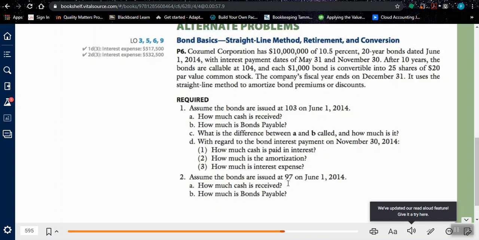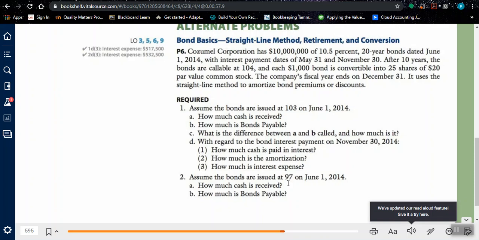Now, I did not mean to say dollars at 104. That's actually a percentage. That's 104%. Bond prices don't show the percent sign, they just show it as a percentage of par. So it'll say 98, that's 98%. If it says 104, that's 104%. And each $1,000 bond is convertible into 25 shares of $20 par value common stock.